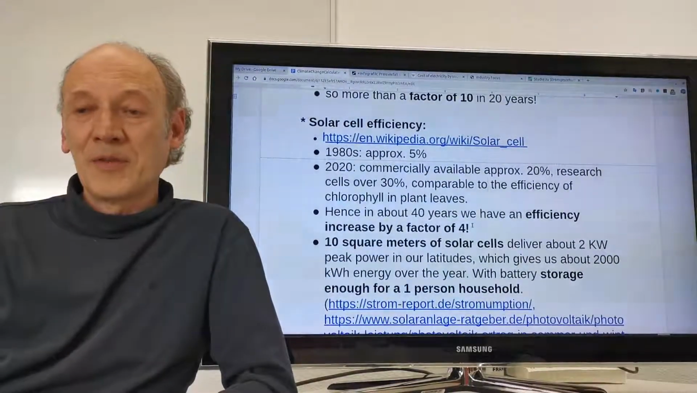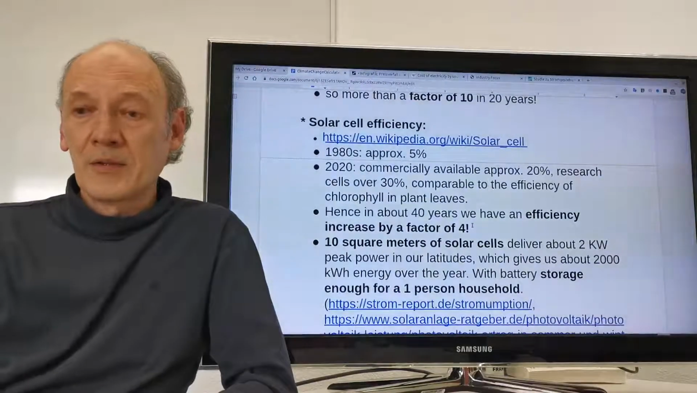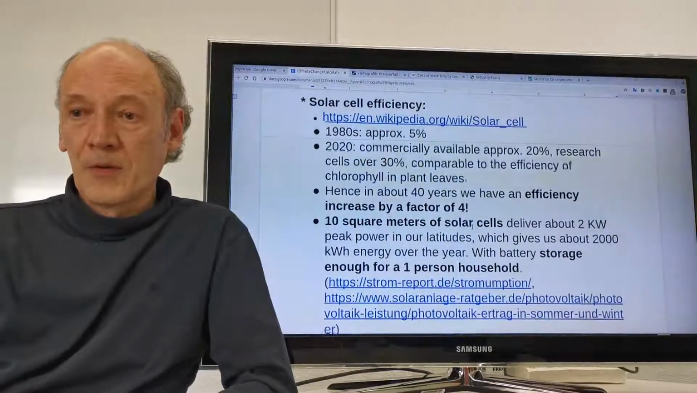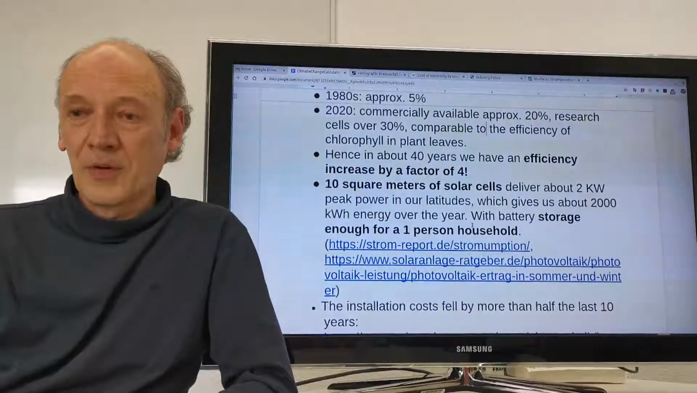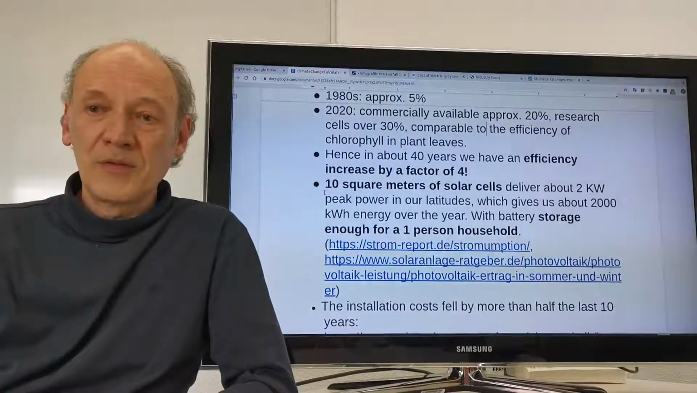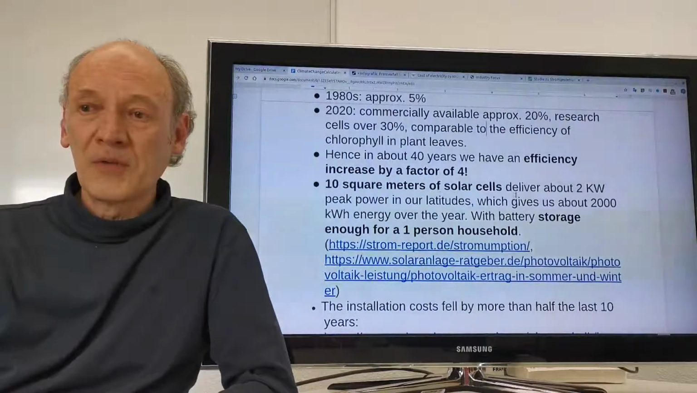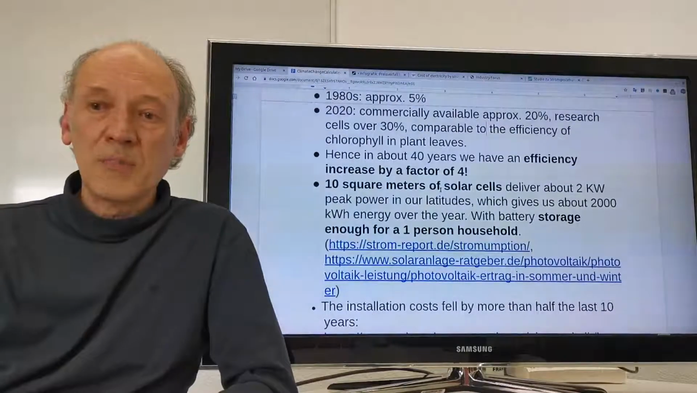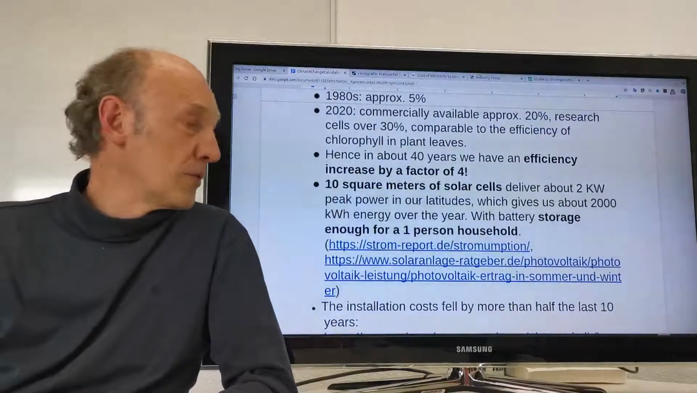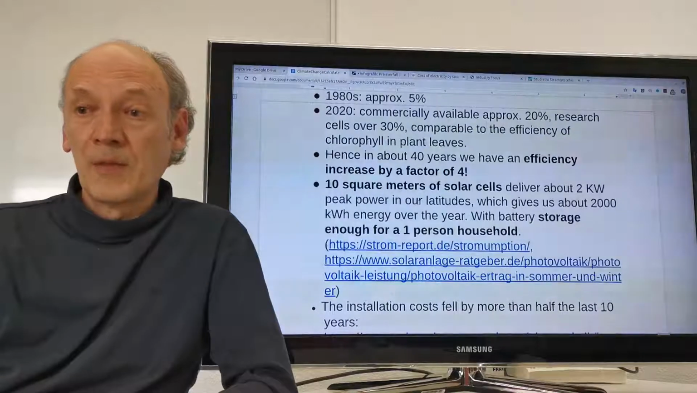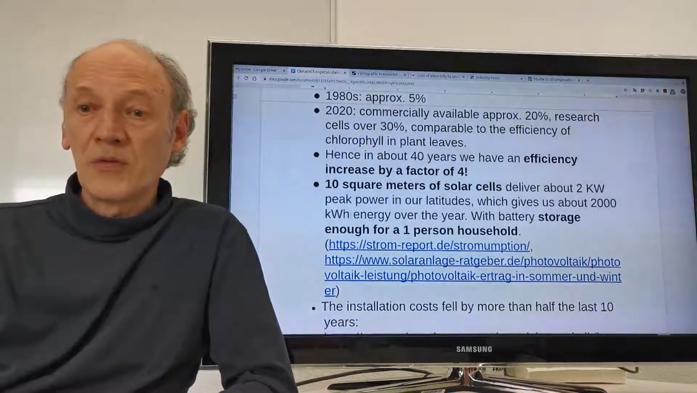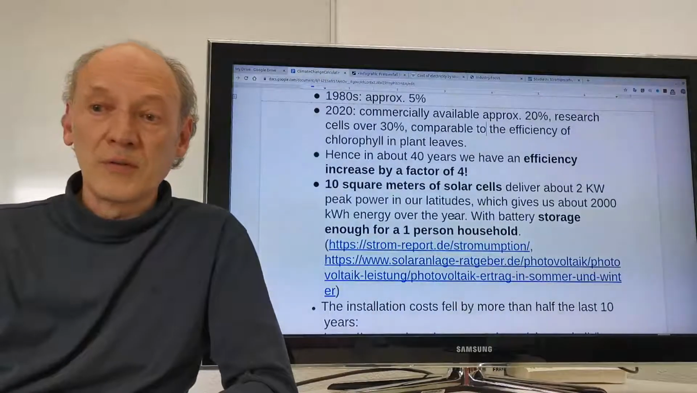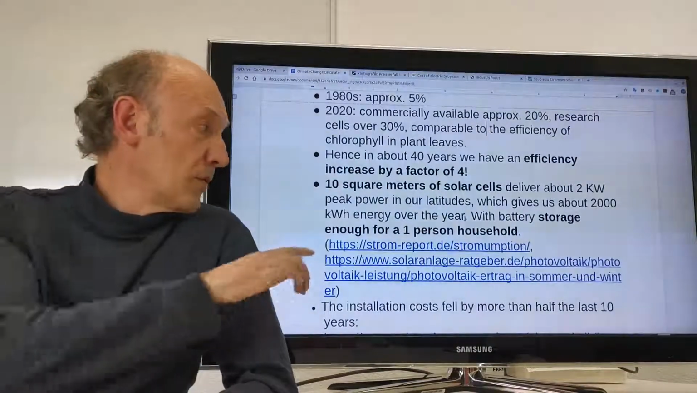So that also makes it quite practical for residential power supply. That means 10 square meters of solar cells will deliver about 2 kilowatt peak power at our latitudes, meaning latitudes of Germany, which gives us about 2000 kilowatt hours of energy over the year. So that's also for Germany.